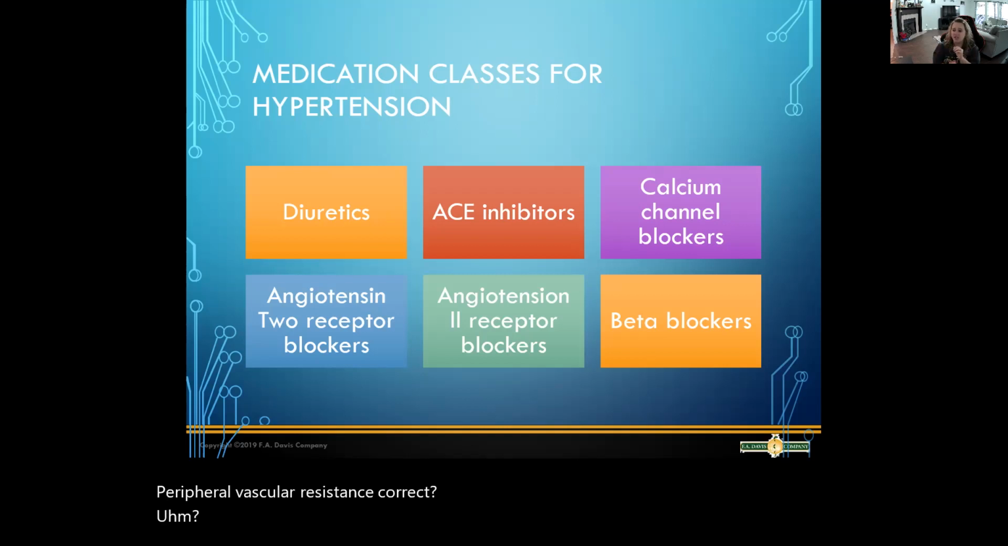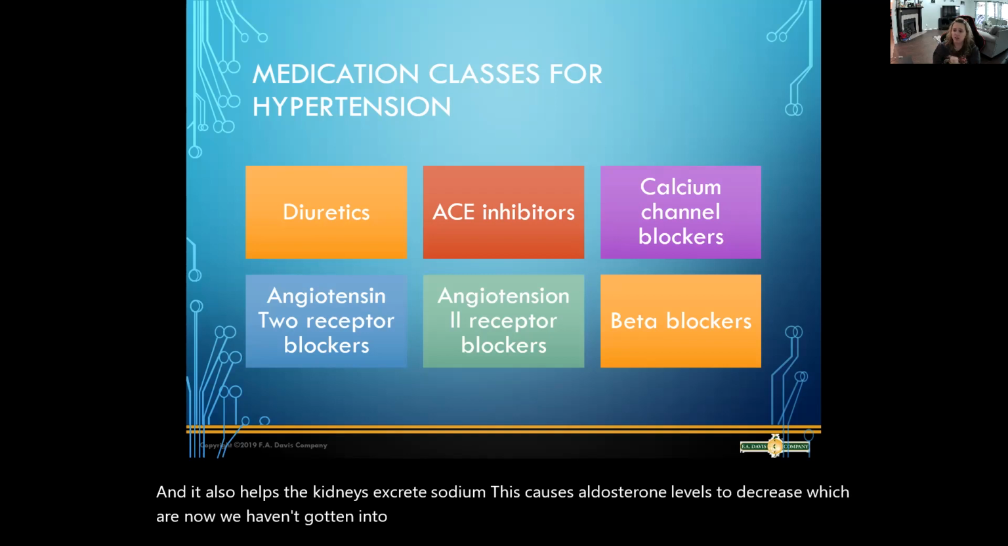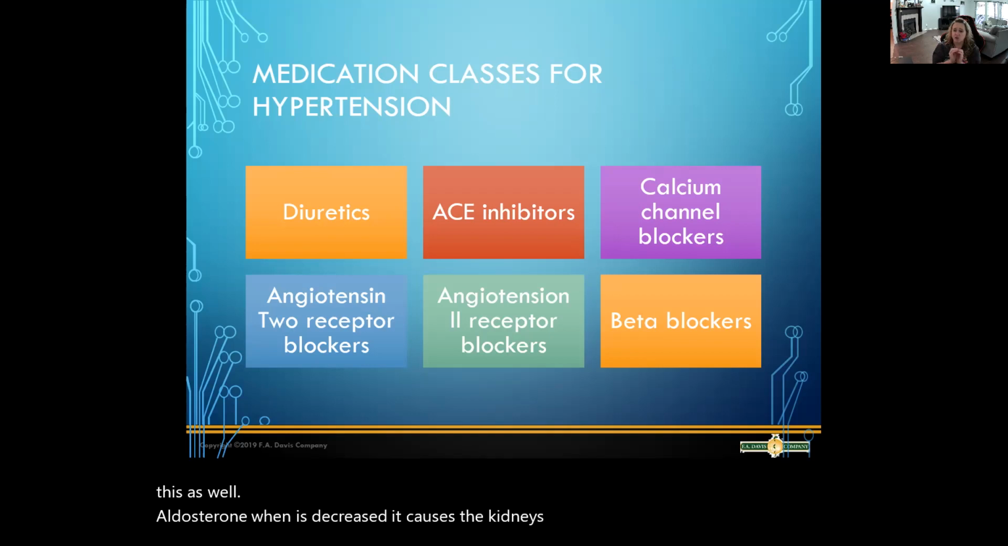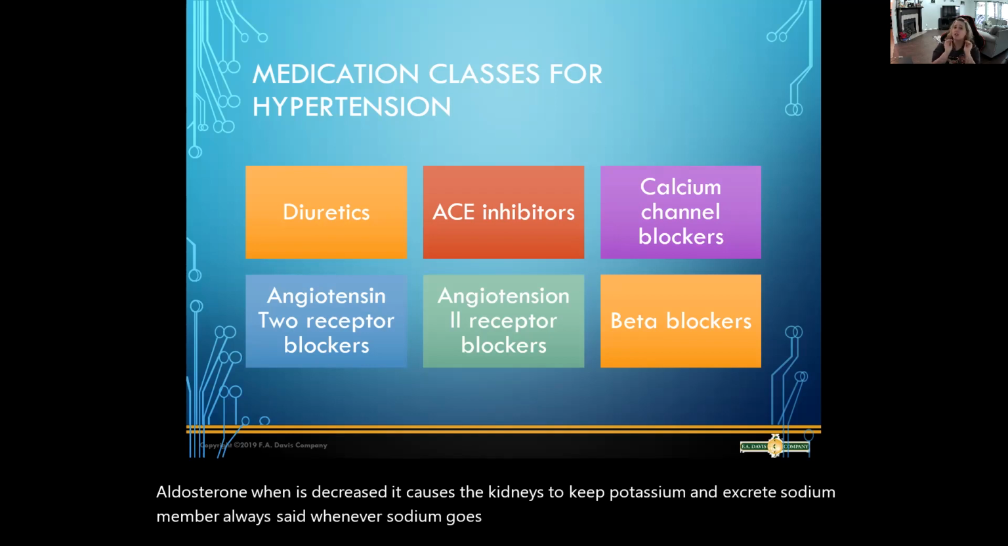And it also helps the kidneys excrete sodium. This causes aldosterone levels to decrease, which I know we haven't gotten into endocrine yet, but aldosterone plays a major role in this as well. When aldosterone is decreased, it causes the kidneys to keep potassium and excrete sodium. And remember we said whenever sodium goes, water goes. So if we're getting rid of sodium, we're getting rid of water.